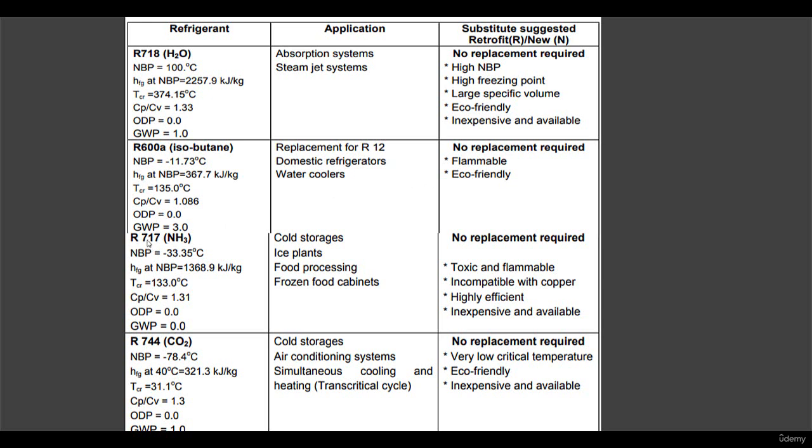We have another refrigerant, R717, NH3, ammonia. This refrigerant is also used in cold storage, ice plants, food processing, frozen food cabinets, etc. It also does not require any kind of replacement. The next refrigerant is R744. This is also used in cold storages, air conditioning systems, and simultaneous cooling and heating thermodynamic cycles. This also doesn't require any kind of replacement.